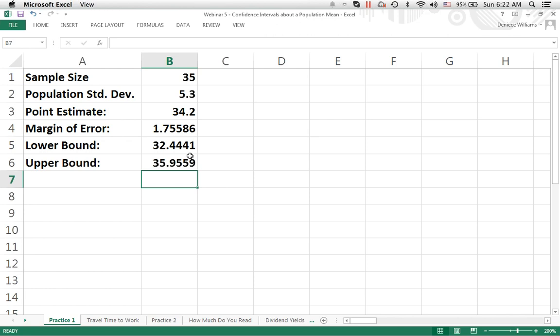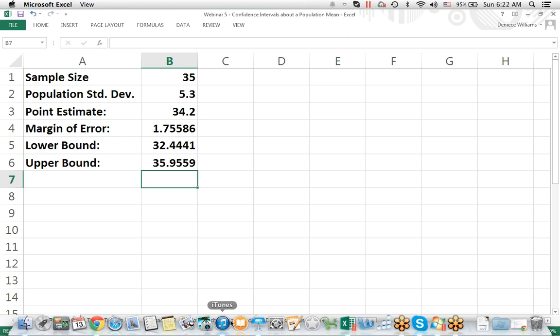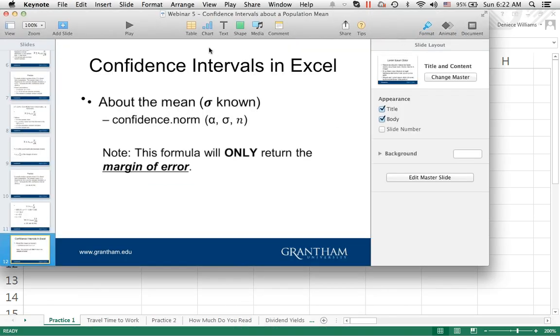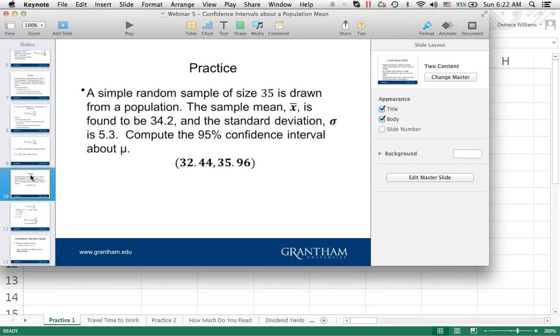So this is the same thing that I came up with by hand when I was calculating over here on my presentation, 32.44 to 35.96, same values.